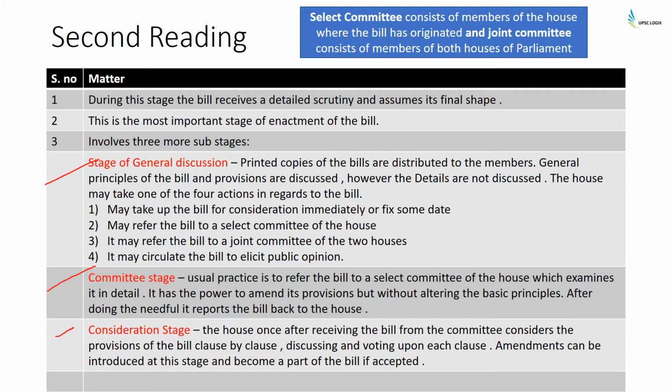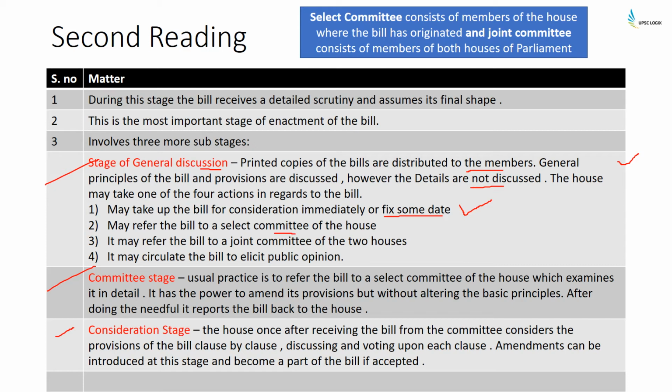So let us have a look at the stage of general discussion. So in this particular stage, the printed copies of the bill are distributed to the members and a general discussion on the bill takes place, and no details are discussed. The House can take 4 actions. So it can take up the bill for consideration immediately, so they do not feel the need to scrutinize the bill further. Then they can refer the bill to a select committee.